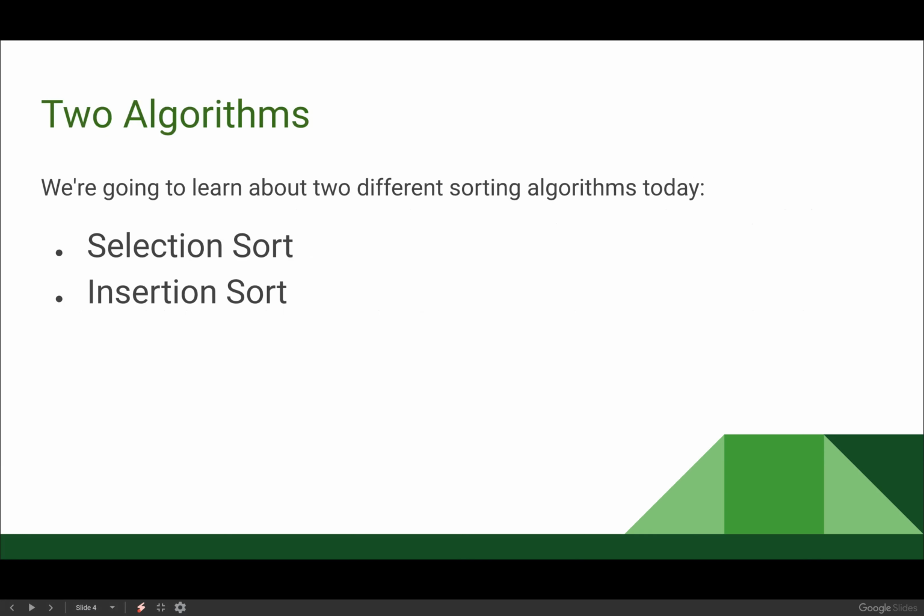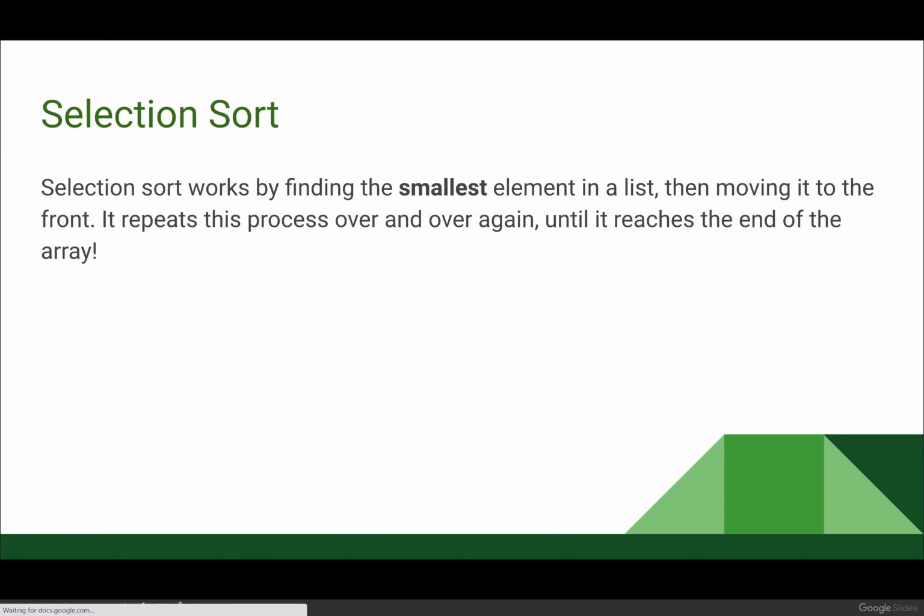So today we're talking about two different sorting algorithms. We're talking about selection sort, and we're talking about insertion sort. And we're going to go through how they work and how we can implement them today. So selection sort works by finding the smallest element in a list, and then we move it to the front. We're going to repeat this over and over again, finding the next smallest element and swapping it up to the front, over and over until we have reached the end of the array.